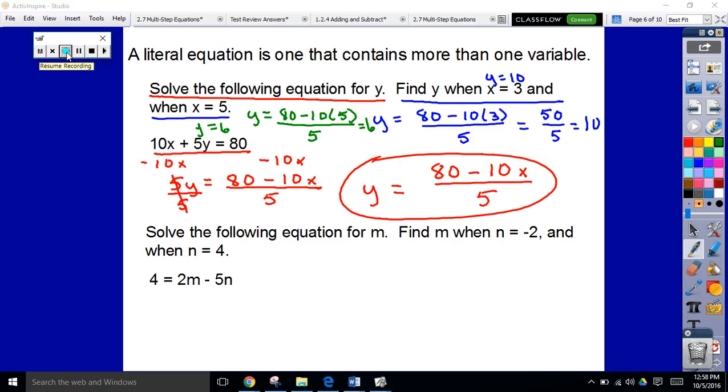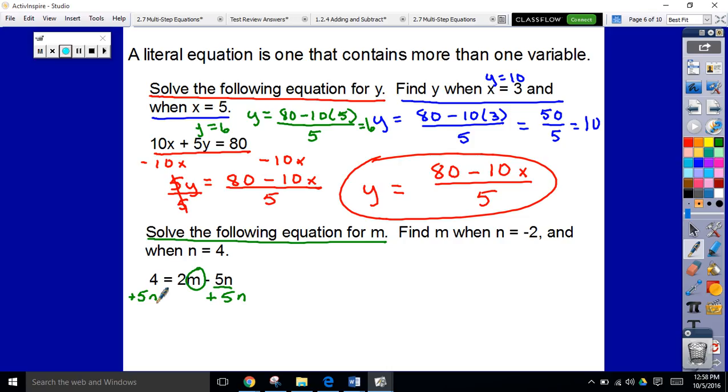Okay, let's look at another example of this. So we're going to solve the equation for m, and then we're going to find m when n equals negative 2 and when n equals 4. So first I'm going to solve the equation for m. So this time what I want is I want m all by itself. So I need to get a naked m and move everything else to the other side. So the first thing on this side that I'm going to get rid of is this minus 5n, because it's not attached to the m by multiplication. You're subtracting. We usually undo subtraction first. So I'm going to add 5n to both sides.